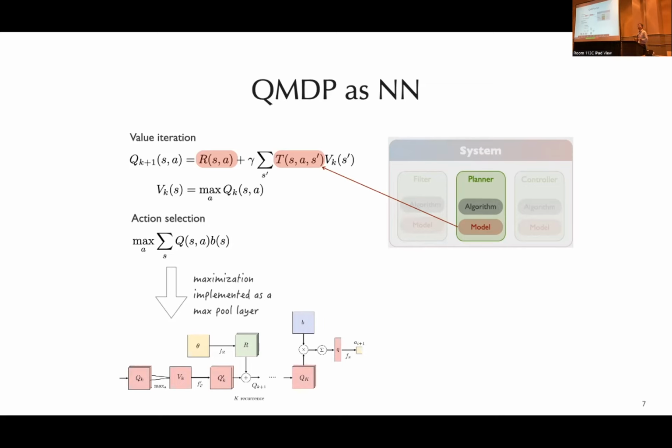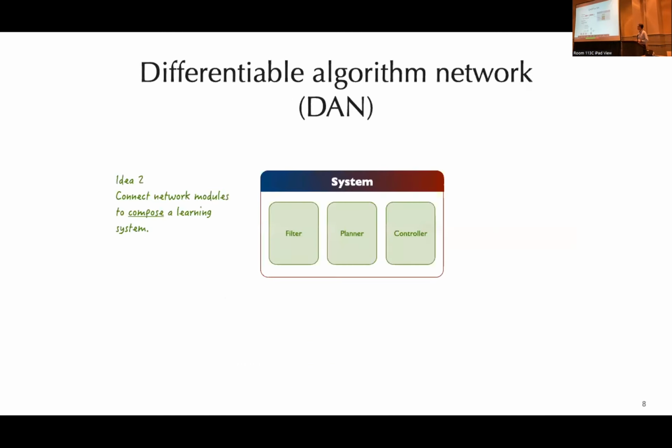Finally, value iteration is an iterative algorithm. Therefore, for each iteration, we need a convolution layer for the linear operation and a max pool layer for the maximum operation. And we have to repeat this k times for each of the iterations. Right? So that's how we encode the robot algorithm into the neural network.